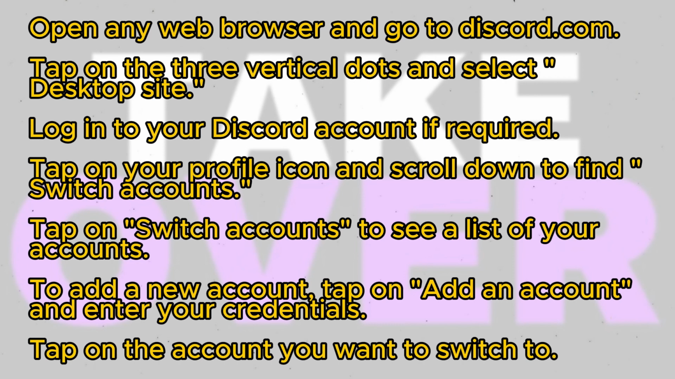Upon reaching discord.com, tap on the three vertical dots located at the top right corner of Chrome. Select the desktop site option from the menu that appears. This will switch the view to the desktop version of discord.com. Once in the desktop version, you'll need to log in if you haven't already. After logging in, you'll notice that the interface resembles that of a PC, albeit smaller.